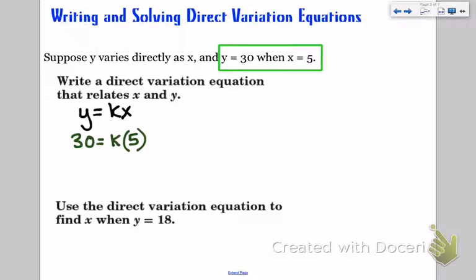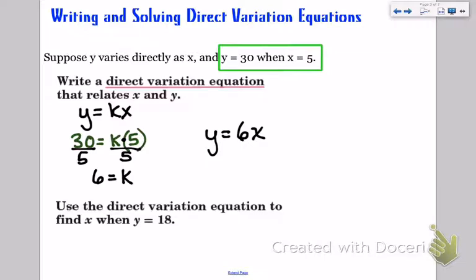We need to solve for k in order to write the formula. So 5 is being multiplied by k, so to undo it, we divide both sides by 5. 30 divided by 5 is 6, and k times 5 divided by 5 is just k. So when we write the actual direct variation equation, we use y equals our k value, which is 6, and x. That way we can use that equation given any x or any y.